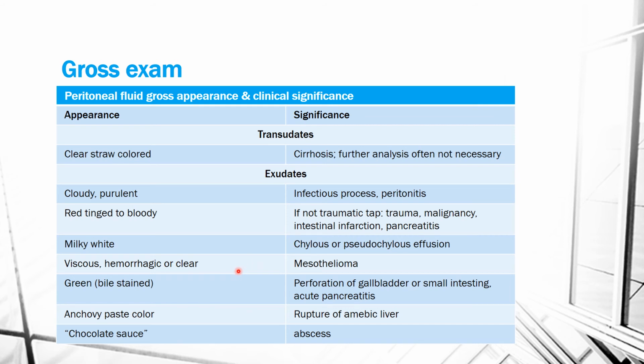And then if it's got any kind of green color, like a bile color of green, gallbladder, is your gallbladder giving you trouble? Or pancreatitis, that can also happen. Anchovy paste color, not really sure what that is, but actually it's you have a problem with the liver, okay, and usually it's associated with an infection. And then chocolate sauce, it can get really gross. That's an abscess in the peritoneum.